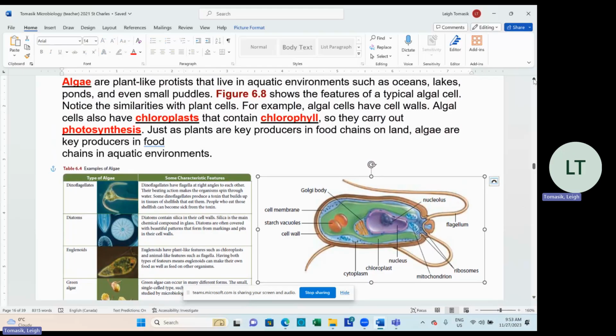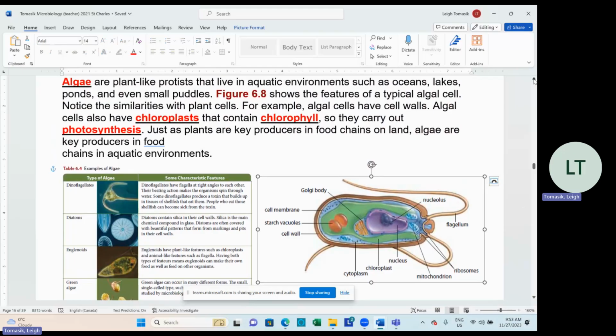So for example, algal cells have cell walls. Algal cells also have chloroplasts that contain chlorophyll to carry out photosynthesis. Just as plants are the key producers in food chains on land, algae are the key producers of food chains in aquatic environments. So algae, I think, provide us with something like 70% of the breathable oxygen we have on Earth, even more than trees.